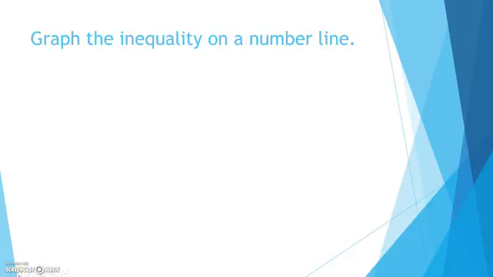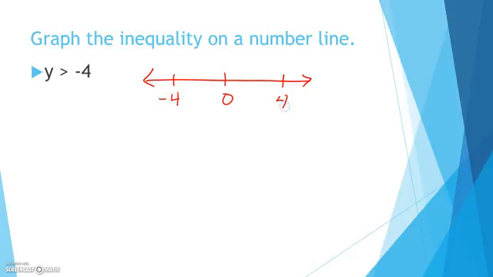Our next slide says to graph the inequality on a number line. So we're not going to be solving anything. All we're going to be doing is taking the inequality that we're given and putting it on a number line. So our first problem says that y is greater than -4. So I'm going to draw a number line. I'm going to put 0 in the middle. I'm going to put -4. And then I'm going to put 4, its opposite, on the number line as well, so I can see where the negatives and the positives are located on the number line.